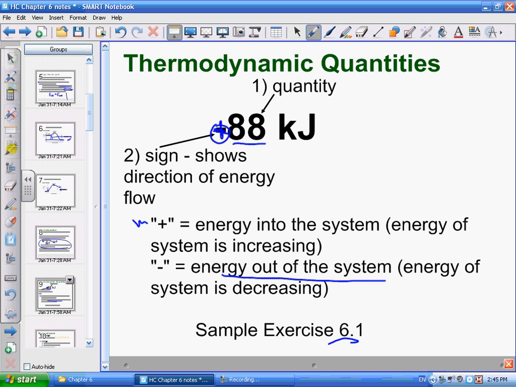Now let's take a look at sample exercise 6.1. And this is on page 233 in your textbook. It says calculate the delta E for a system undergoing an endothermic process in which 15.6 kilojoules of heat flows and where 1.4 kilojoules of work is done on the system. Okay, so it says calculate the internal energy, and that's Q plus W.